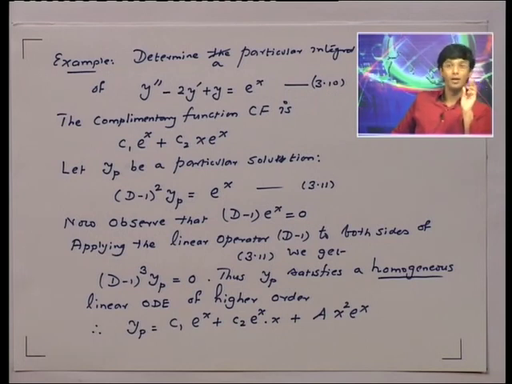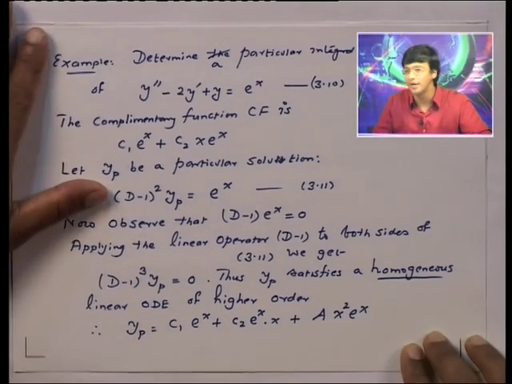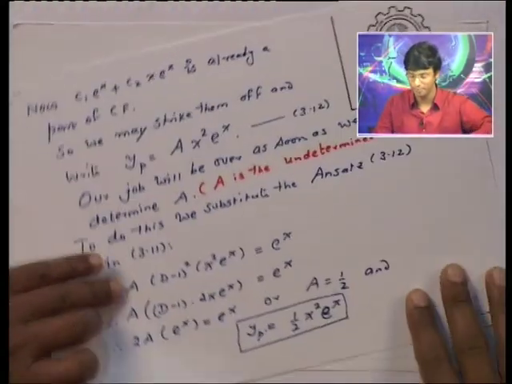If I take one particular integral and subtract off a complementary function, I will still get a particular integral. So the form of the particular integral that we should take is a x squared e to the power x, correct? So now what remains? To find a. As yet a is an undetermined coefficient and the problem is to find it. That is why this procedure is called the method of undetermined coefficients. So now let us proceed to find the undetermined coefficient a, okay.